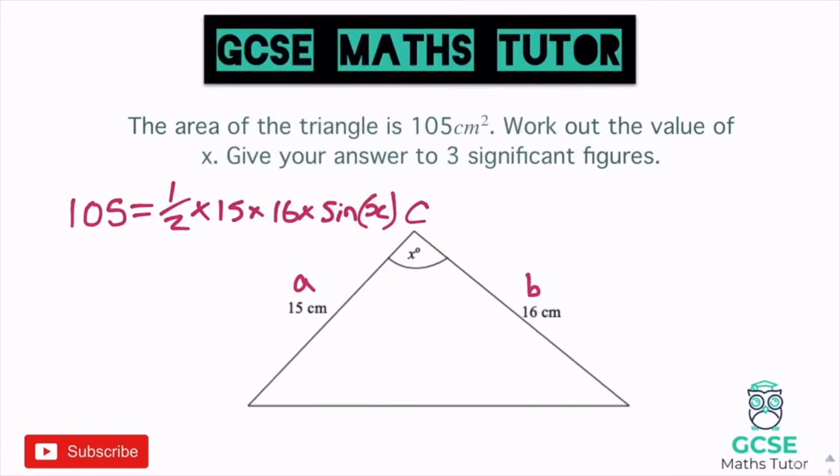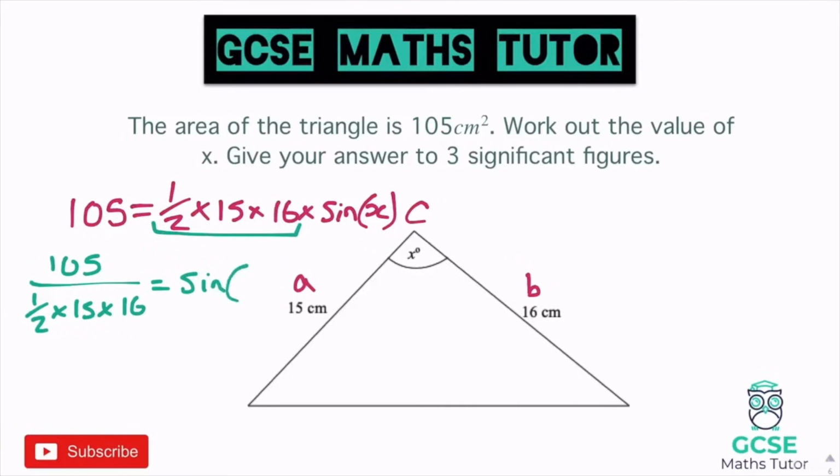Now again, this is quite nice. I'm going to take the quicker approach and divide all these pieces straight over. A half times 15 times 16. Again, you could work that out and divide it over, but I'm just going to write all the working out. So I'm going to do 105 divided by a half times 15 times 16, and that's going to equal sine C, or sine x in this case. There we go. So let's type that in.